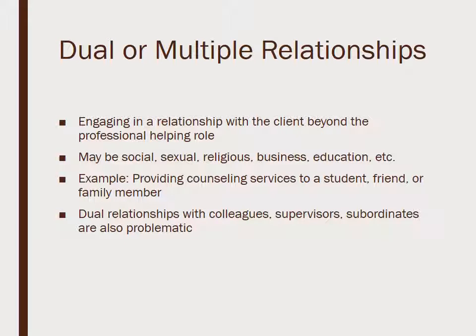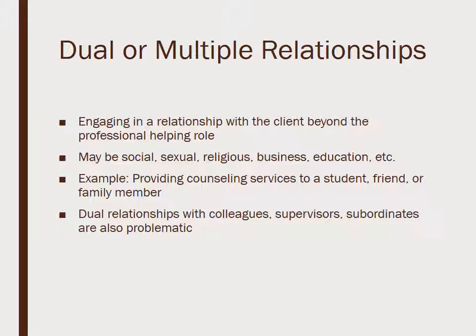Now I'm going to talk about the most common, potentially most egregious of ethical issues, and these are boundary violations, specifically dual or multiple relationships. This means that the helping professional is engaging in a relationship with the client beyond their helping professional role. It may mean that they're in a social situation, a sexual situation, hopefully not, in the same religious community, going into some kind of business deal together, perhaps in the same school, or with kids in the same school.